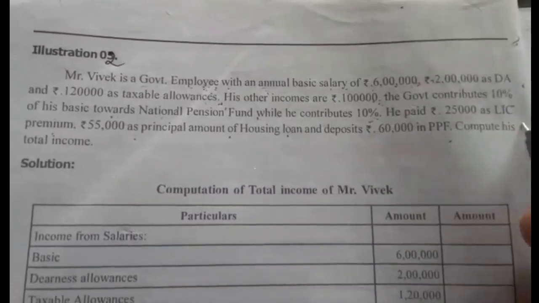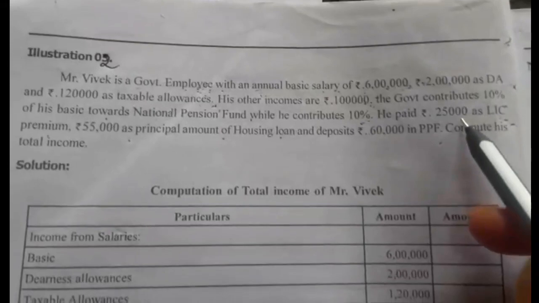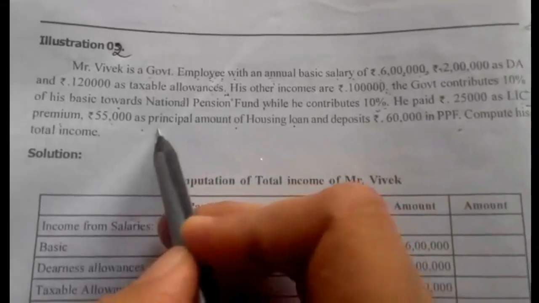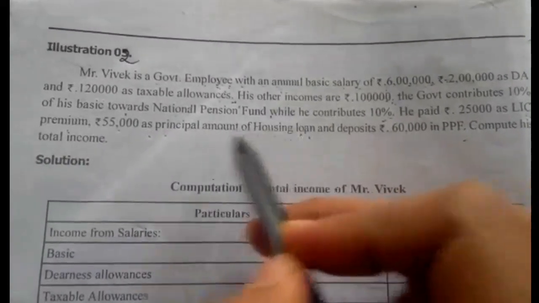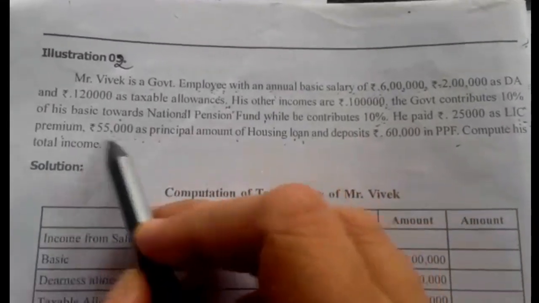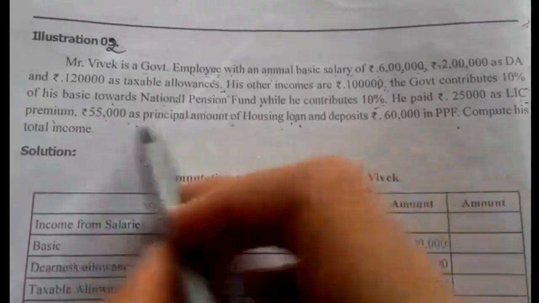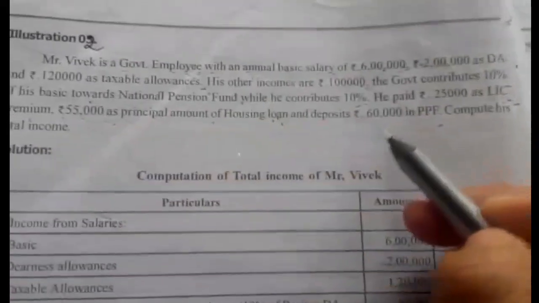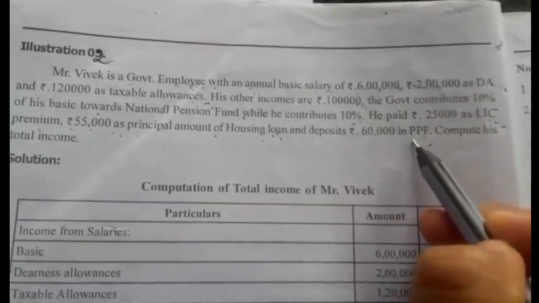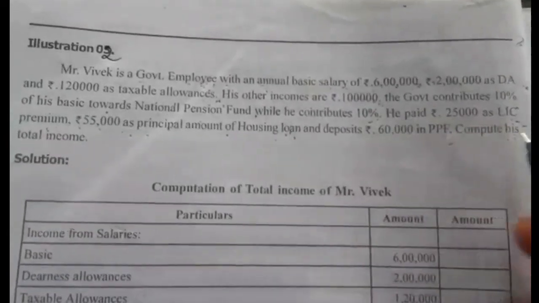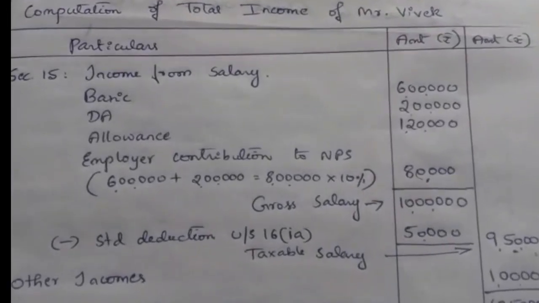He paid 25,000 as LIC premium. For this LIC premium payment, he can claim deduction under section 80C. 55,000 as principal amount of housing loan. This is for repayment of housing loan. This one also we can claim deduction under section 80C, that is for the repayment of amount for housing loan. Next, deposit 60,000 in PPF. This is a PPF deposit, he can claim under section 80C. Compute his total income. Now see the solution.